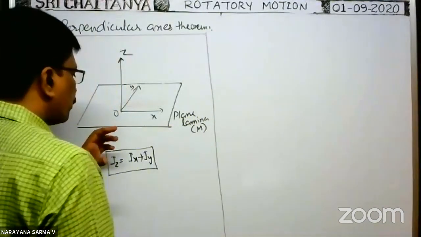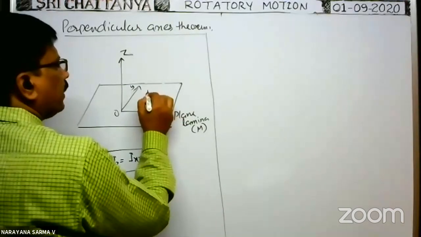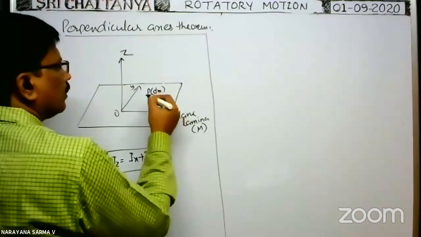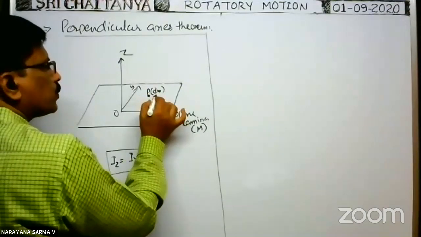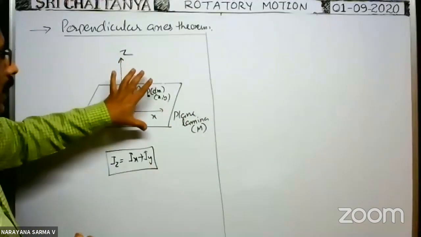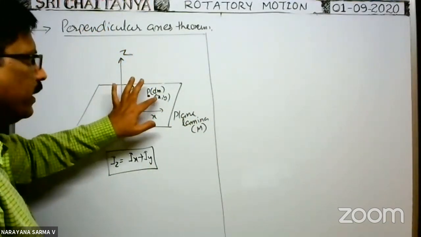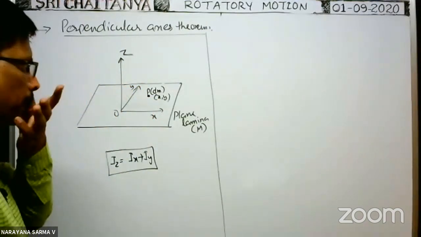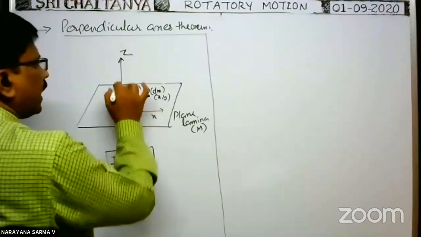Okay, now how can we prove it? Suppose you imagine one particle at a point P whose mass is dm. This particle has coordinates x comma y, because the plane lamina lies within the xy plane, so the particle has only x and y coordinates. The z coordinate is 0. This particle is at a perpendicular distance r from the z axis.